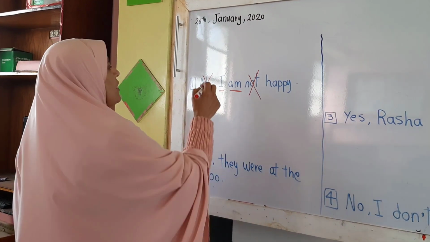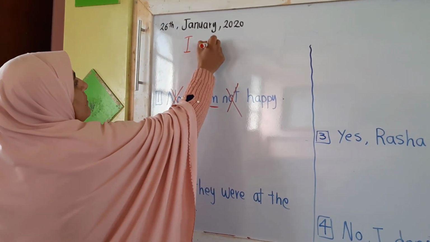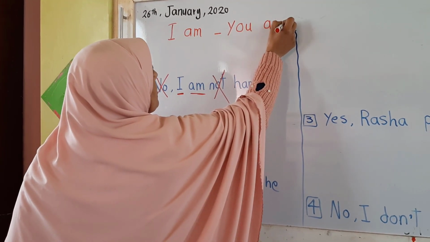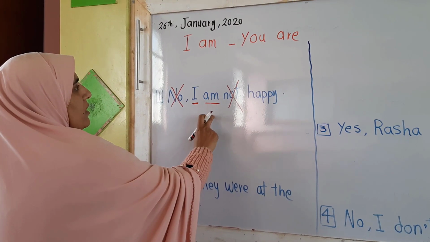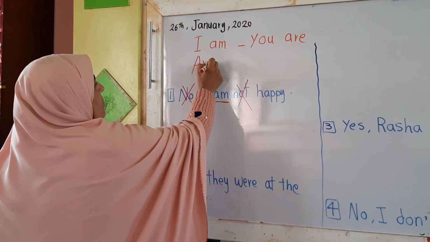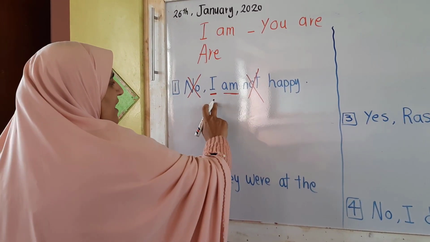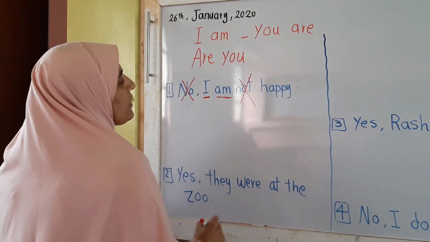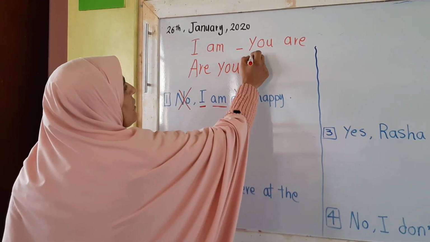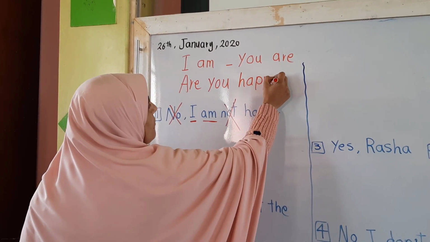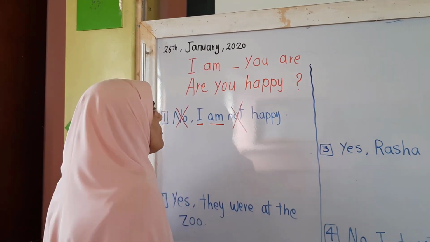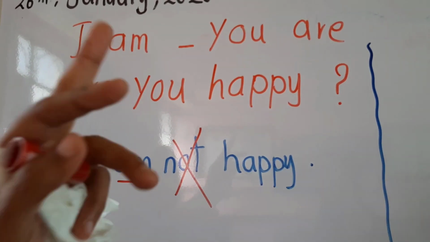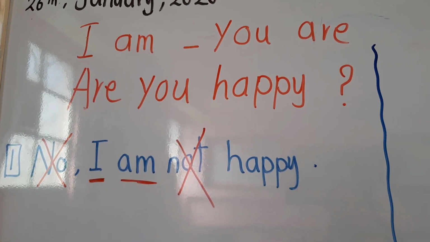But take care, when you find I am, it turns into you are. So your auxiliary verb here will be are. And then the subject I will turn into you. Are you? Then I will write the adjective happy. After that, the question mark. So your question will be, are you happy? Let's practice on the second example.